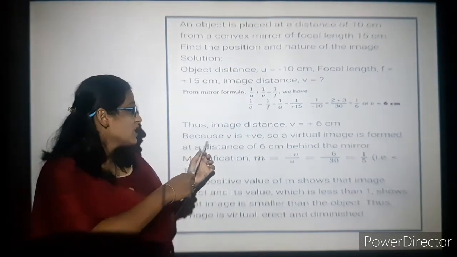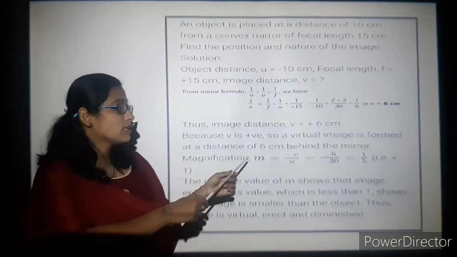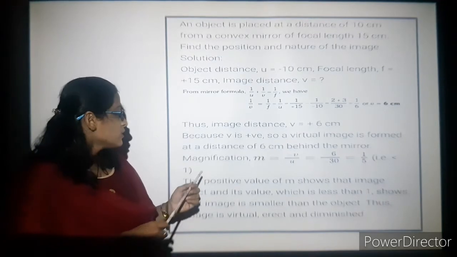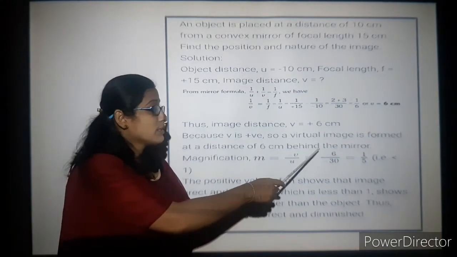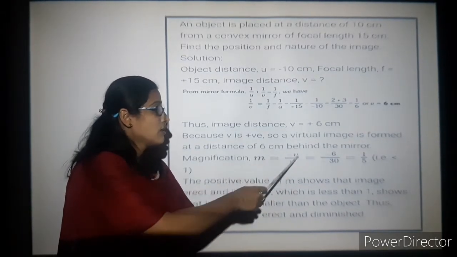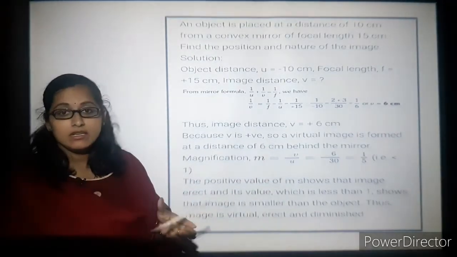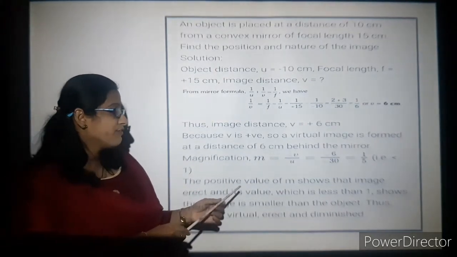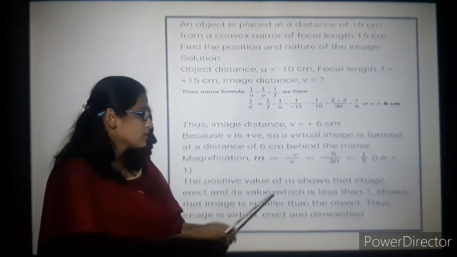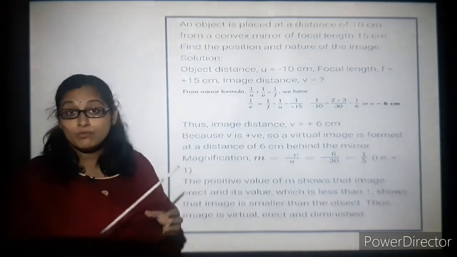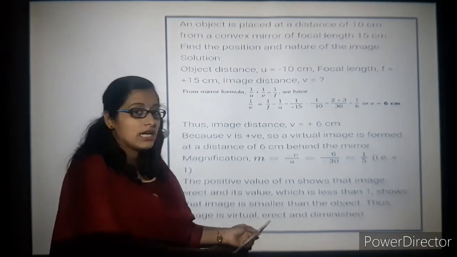Why? Because V is positive, your image is virtual, and at a distance of 6 centimeters, which is behind the mirror. So magnification, you need to find the magnification, which is minus V by U, and you will substitute the value here. It is positive 6, here minus 30, so minus 6 by minus 30, it's 1 by 5, which is less than 1. So the positive value of M, that is magnification, shows that the image is erect, and its value, which is less than 1, shows that the image is smaller than the object. So your image is virtual, erect and diminished.